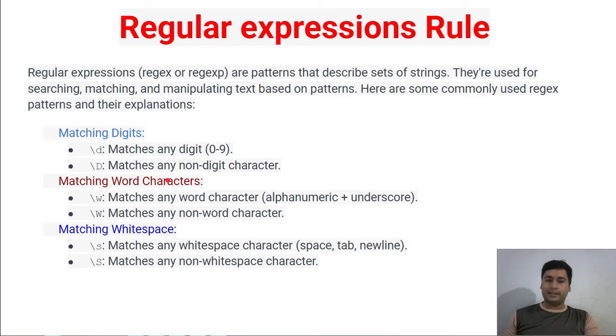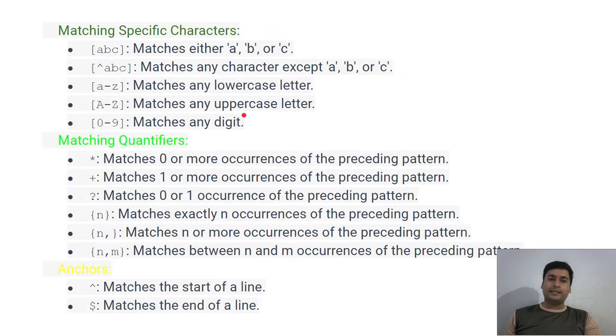Okay, matching word characters. If you want to match word characters, meaning alphanumerics plus underscore, for that you can use small \w, and capital \W matches any non-word characters. Correct. So this is called matching word characters. Matching white space: if you want to match white space, you can write \s, which matches any white space character: space, tab, new line. Capital \S matches any non-white space characters, which is not a white space. Generally people use the small ones only, \d, \w, \s. Those are the most popular, as you can see. Okay, let me go to the next slide and see some more.